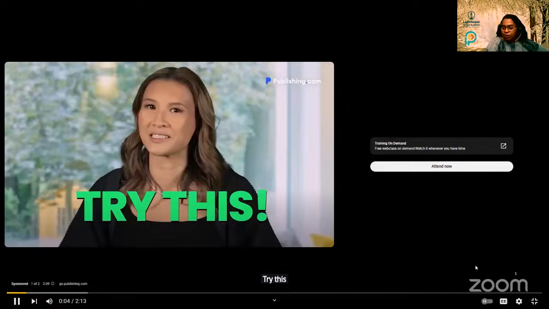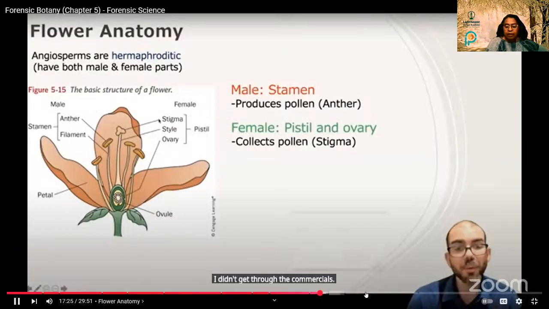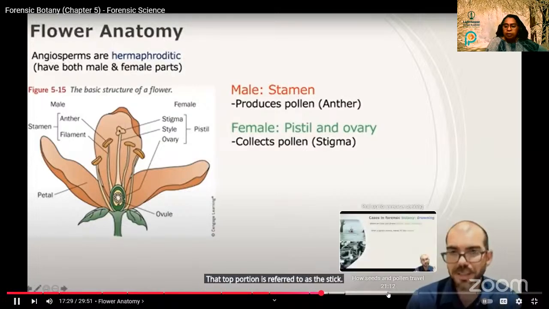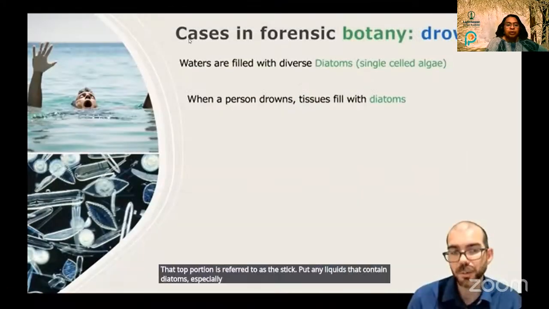Commercials. There's a little part in the middle of the flower that would receive or collect pollen. That top portion is referred to as the stigma. Yeah, you can fast forward through any liquids, especially when drowning. Look at those diatoms.